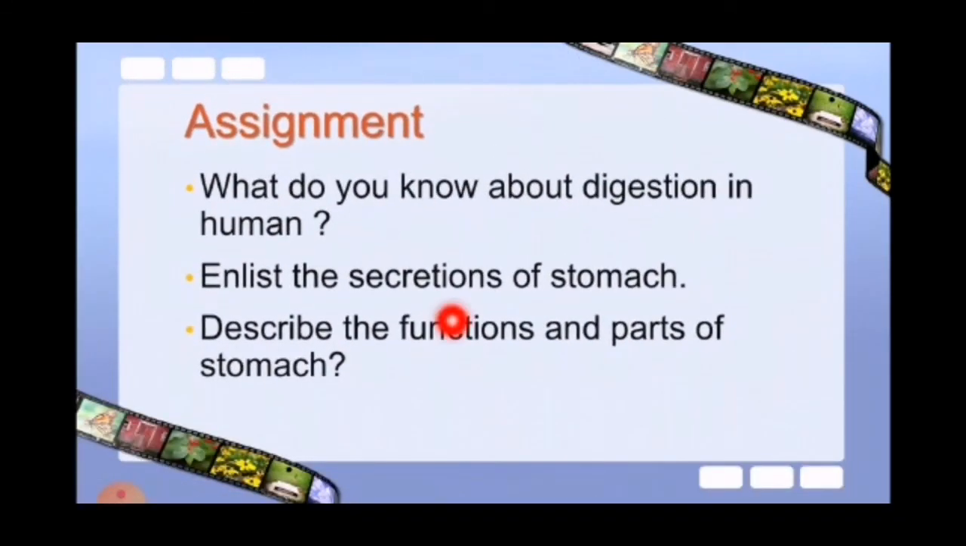Now the assignment. What do you know about digestion in humans? Enlist the secretions of the stomach. Describe the function and main parts of the stomach.